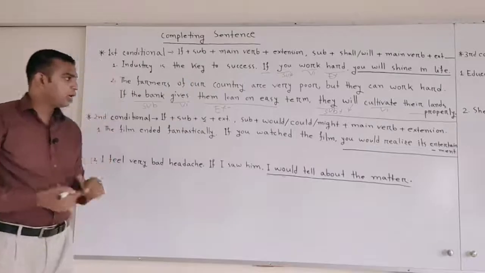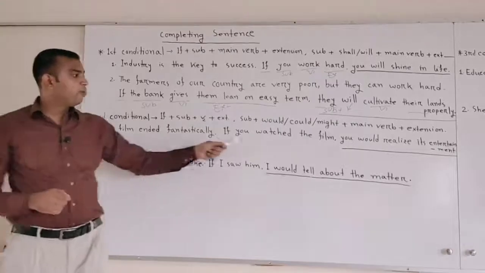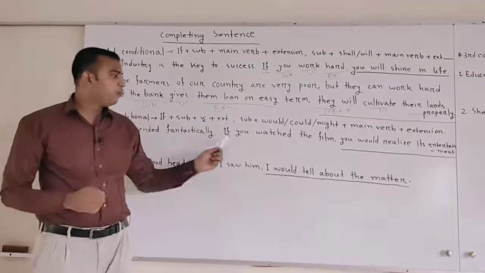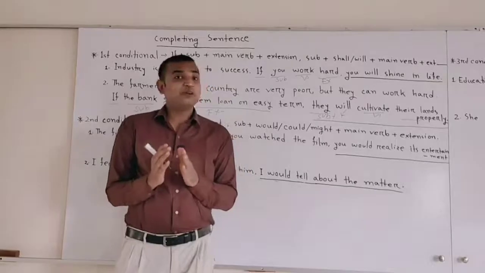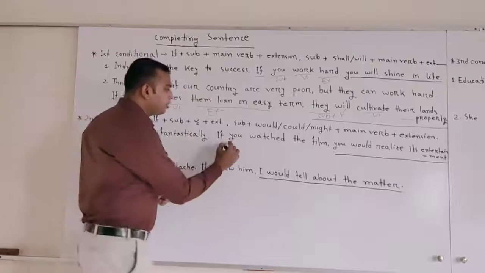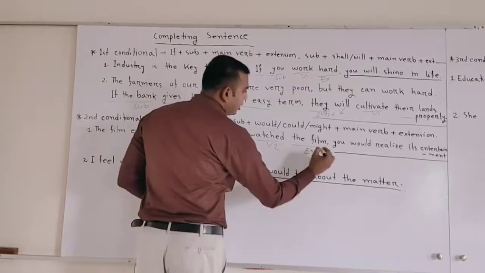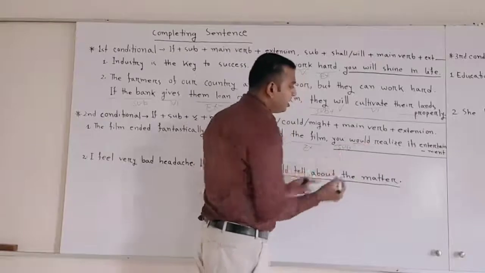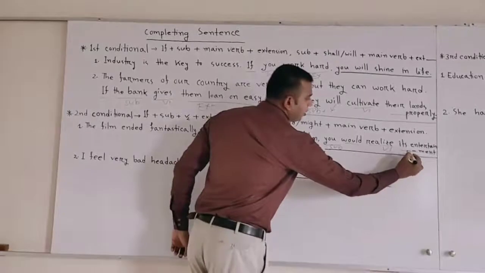Here are two examples given. The first one: the film ended fantastically. If you watched the film, that means you didn't watch. If you watched, what would happen? If you watched the film, you would realize it's entertainment. If you watched, that means you didn't watch the film and you didn't realize it's entertainment. Look, here is subject, then verb 2, and this one is extension. So here the second clause will be subject plus would, then verb 1, realize is the verb 1, then extension.